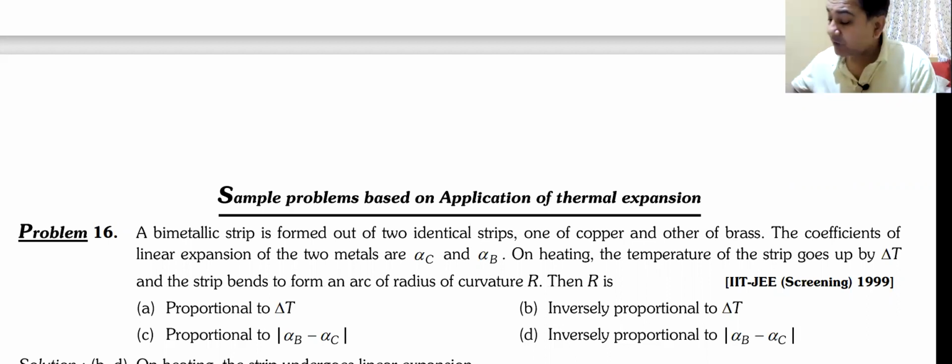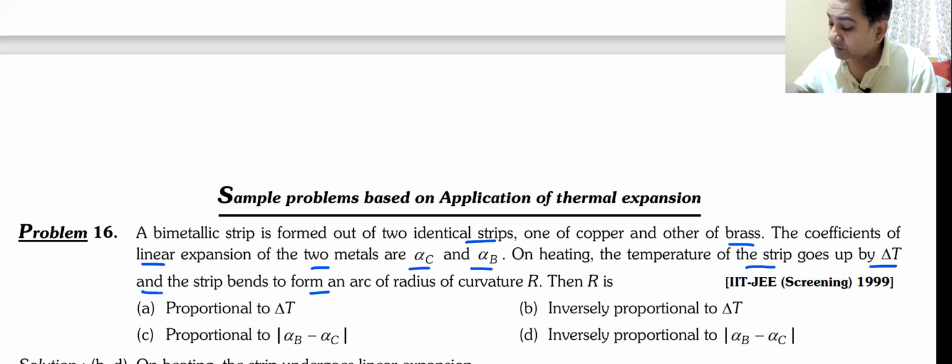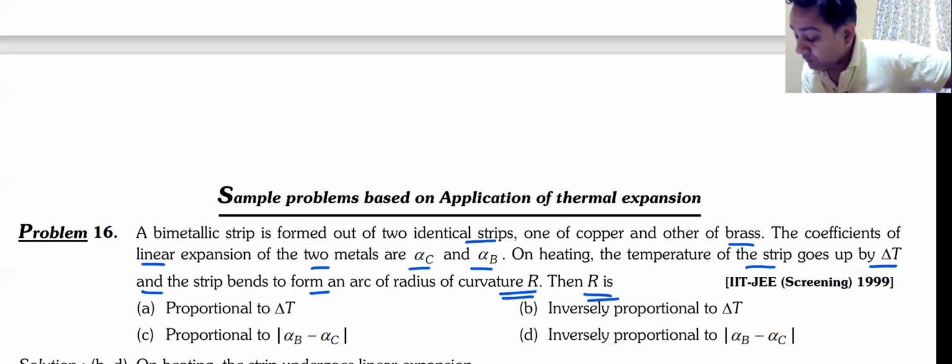A bimetallic strip is formed of two identical strips, one of copper, the other of brass. The coefficients of linear expansion of the two metals are alpha C and alpha B. On heating, the temperature of the strip goes up by delta theta, and the strip bends to form an arc of radius of curvature r. Then r is proportional to delta theta, inversely proportional to delta theta, proportional to alpha brass minus alpha C.